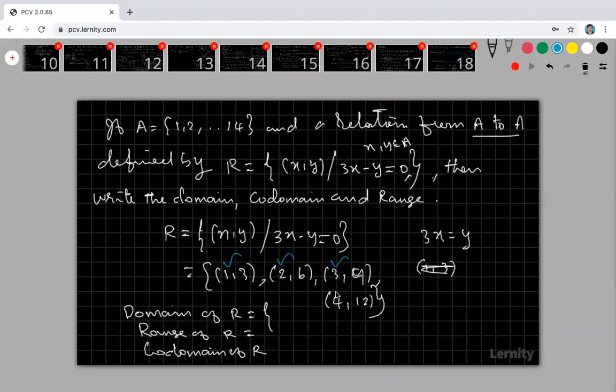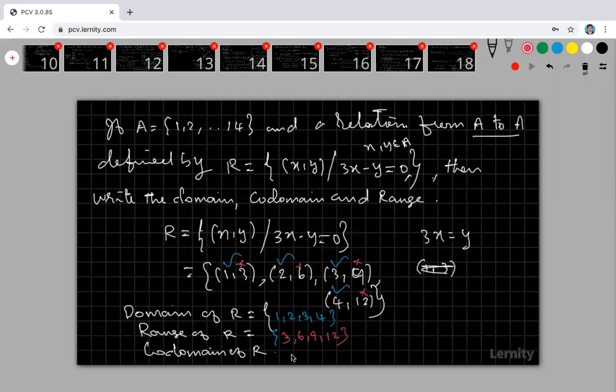1, 2, 3, 4. That is my domain. What is my range? Range means second elements. What are the second elements? This is 3, 6, 9, 12. So therefore, this is my range.